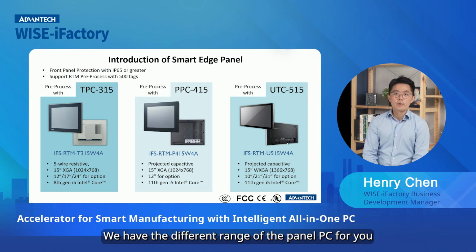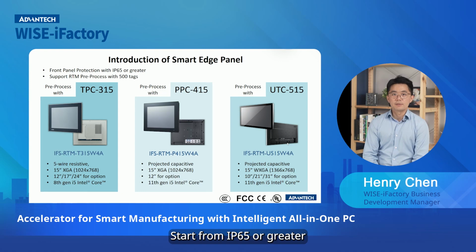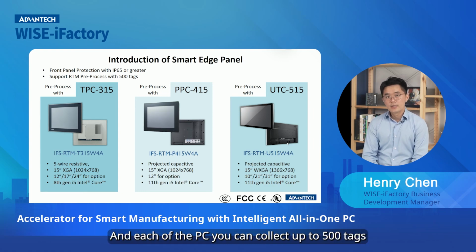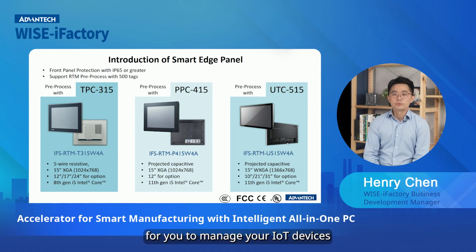We have a different range of panel PCs for you, starting from IP level 65 or greater. And with each PC, you can collect 500 or fewer tags to manage your IoT devices.